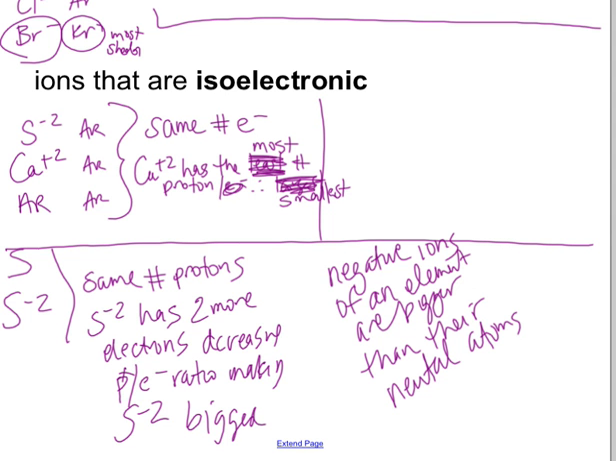What is the middle one? Which one's in the middle? Argon's in the middle, because it's got an equal proton to electron ratio. And then S minus 2 is your largest because it has the least number of protons pulling on the same electrons.